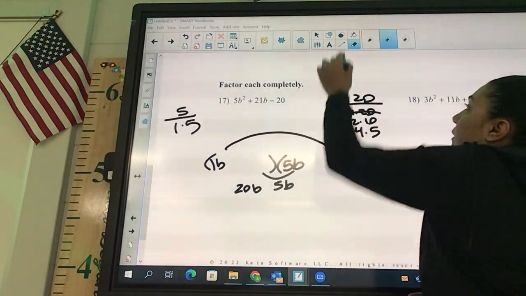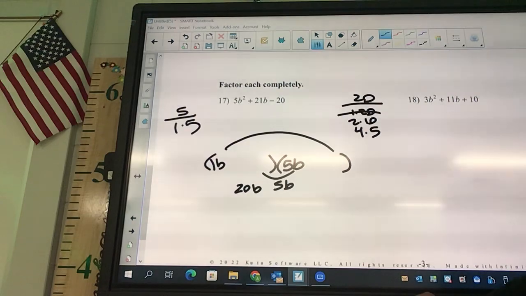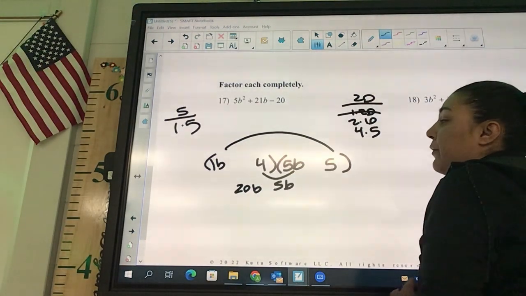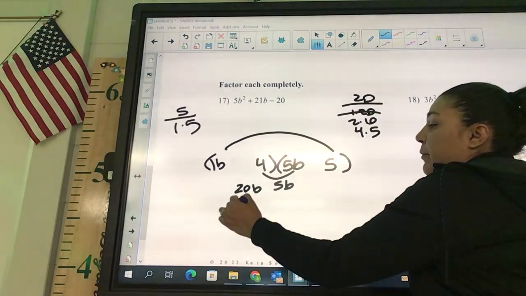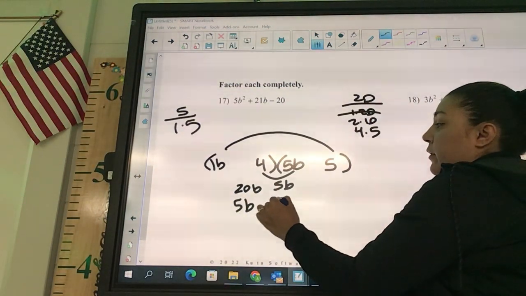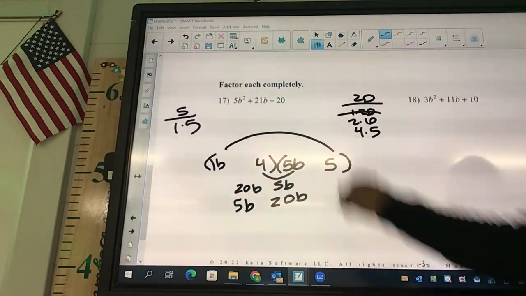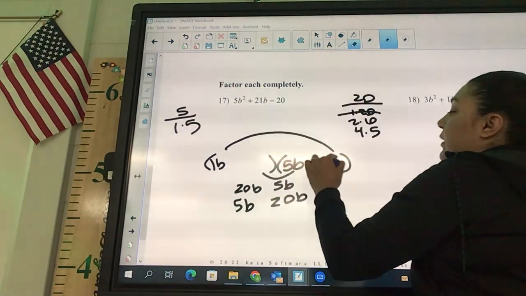Okay, what do you want to try next? 2 and 10 or 4 and 5? 4 and 5. Okay, so if we say 4 and 5, what are you going to get for the outer? 5B, inner, 20B. Is that going to work? No. Okay, so let's flip them.